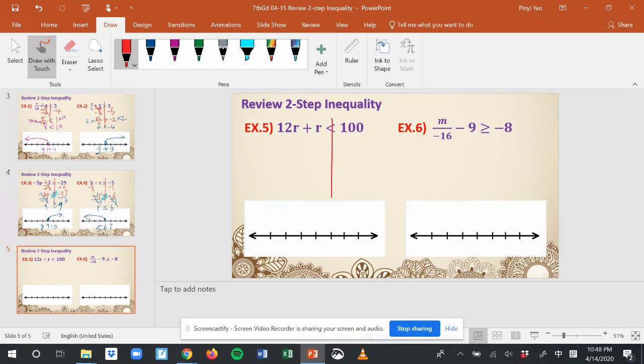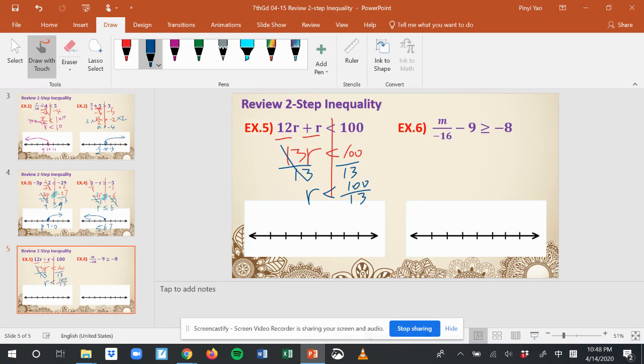Again, draw the line, and this time we see, oh, that is 12r plus r. So we do need to combine it first. So we got 13r is less than 100. And then that is 13 times r, so we're dividing both sides by 13. That is gone. So we got r is less than 100 over 13.